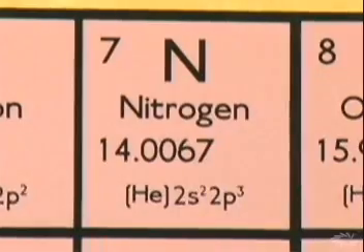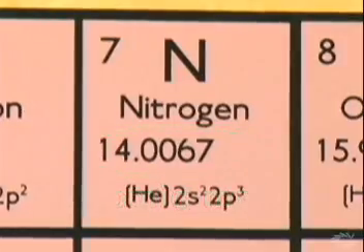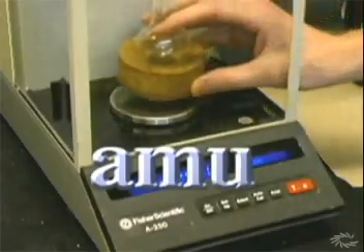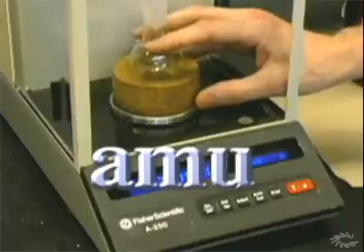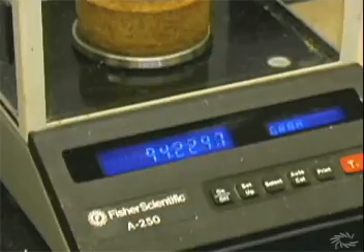The atomic mass of the element is the number written immediately below the symbol and name of the element. Nitrogen, for example, has an atomic mass of 14.0067 AMU. AMU stands for Atomic Mass Unit. Chemists often need to know the atomic mass of an element in order to accurately measure the quantity of substances.